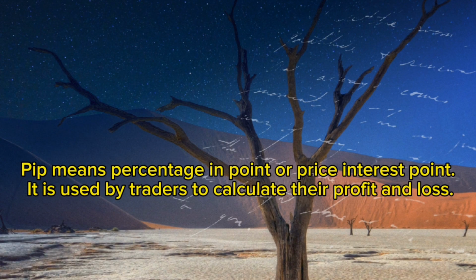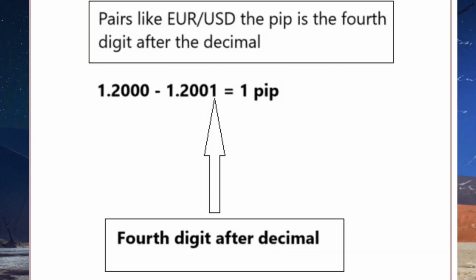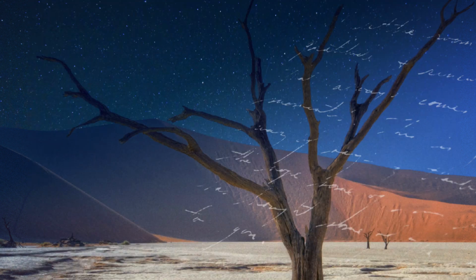Now let's talk about PIP. PIP means percentage in points or price interest points. It's used by traders to calculate their profits and loss, how much they make in the trade. For pairs like EURUSD and GBP, the PIP is the fourth decimal. Let's assume EURUSD is at 1.2000 and it moves to 1.2001. Now that is 1 pip.